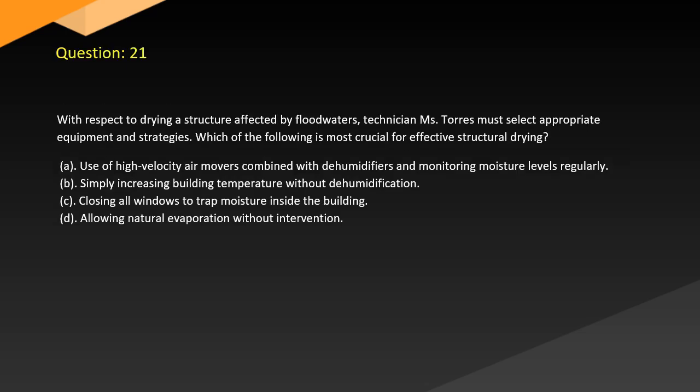Question 21. With respect to drying a structure affected by floodwaters, technician Isatoros must select appropriate equipment and strategies. Which of the following is most crucial for effective structural drying? A. Use of high-velocity air movers combined with dehumidifiers and monitoring moisture levels regularly. B. Simply increasing building temperature without dehumidification. C. Closing all windows to trap moisture inside the building. D. Allowing natural evaporation without intervention.